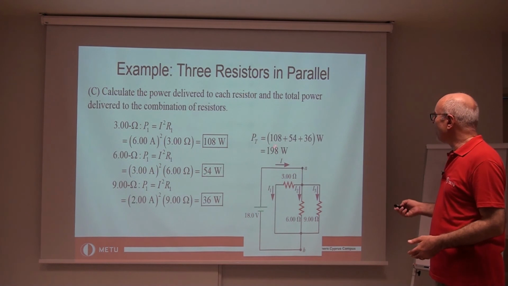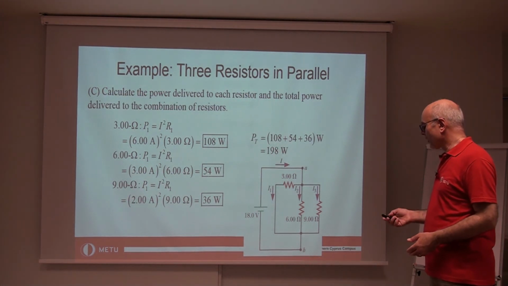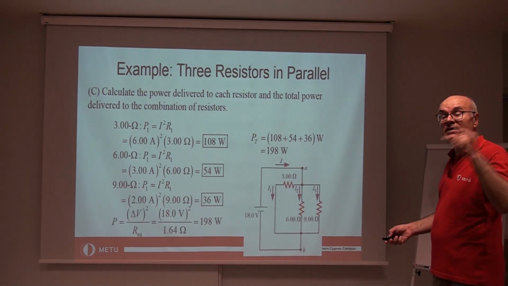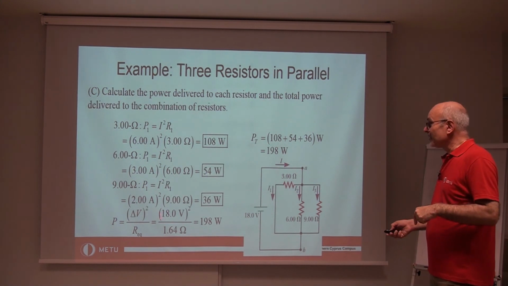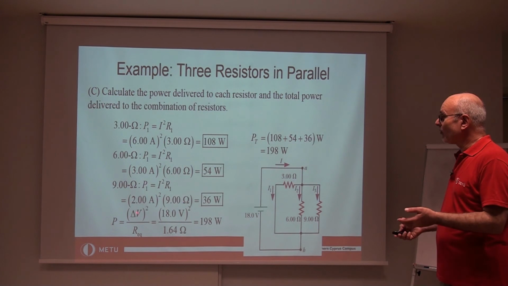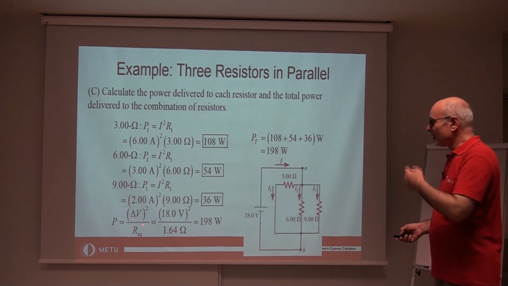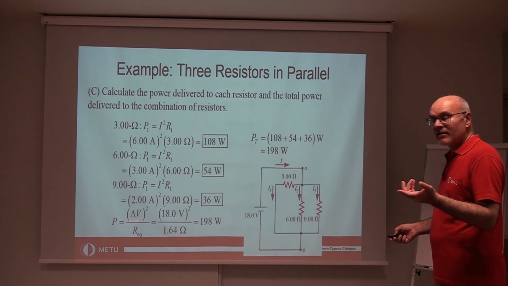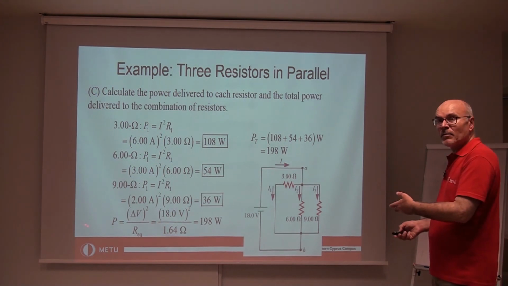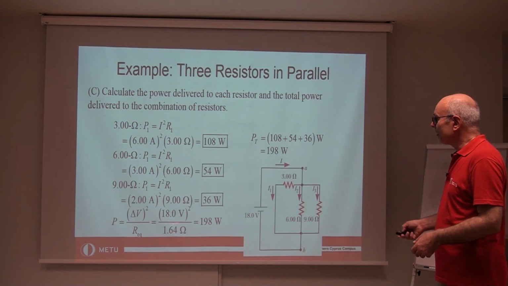Now, if you add these up together, it will be 198 watt. And if you find the total power delivered to their equivalent resistance, it's just delta V squared over R equivalent. How does this come about? You find I is delta V over R, and you multiply the square of it by R, so you get this expression, and you get this.